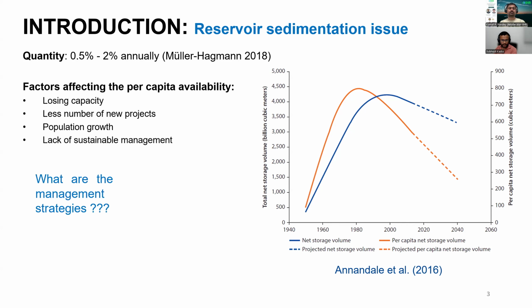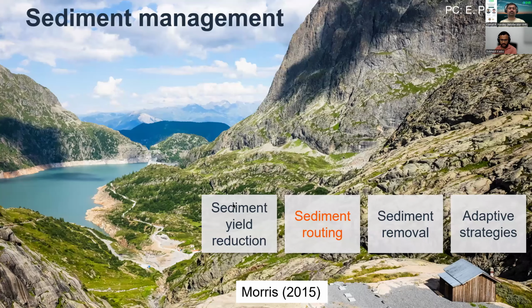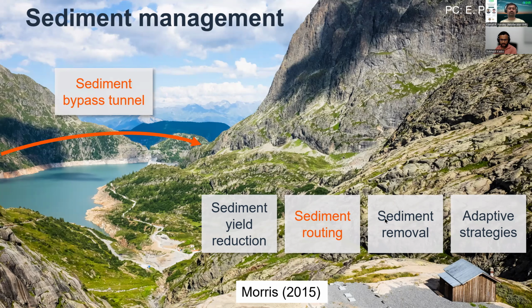couple of decades. And what are these sediment management strategies? Broadly, these can be divided into four categories. One is sediment yield reduction. At catchment level, we take measures so that the incoming sediment to the reservoir is less. Then sediment routing, where we route the sediment around the reservoir or through the reservoir. And sediment bypass tunnel belongs to this second category. The third category is removal of already deposited sediment from the reservoirs, let's say hydraulic dredging or mechanical dredging. And adaptive strategies are design measures. For example, if we raise the dam height, then obviously we have more storage. These are examples of adaptive strategies.